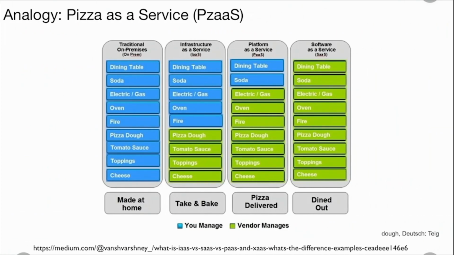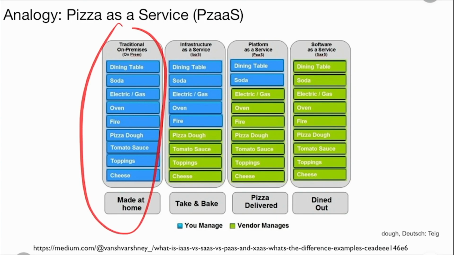And an analogy to explain that, which I found on the web, is pizza as a service. Assume you want to eat a pizza. Yeah? And now, with these different service level agreements I just explained, the extreme case is that you make all of that in your kitchen.